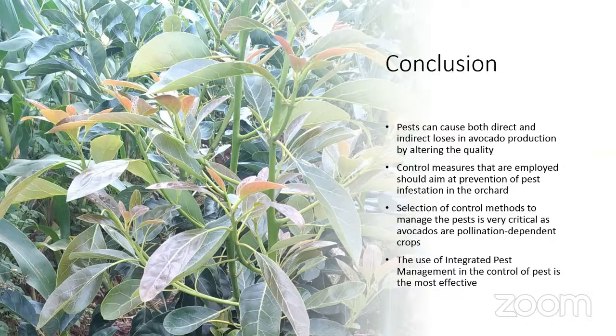The approach which we call integrated pest management or IPM, when you use these methods, you actually reduce the population of pests to levels which are economic. It doesn't cause losses in your production. So select the methods to use and use them in an integrated manner, and you have enhanced your quality in your avocados and also access markets, even the export markets.